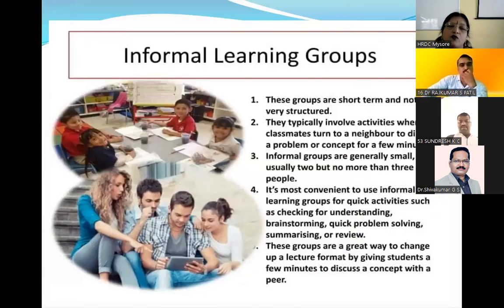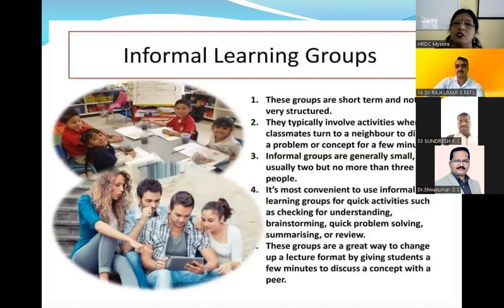Next, let us move to the informal learning groups. In the informal learning groups, what happens is these groups are short term. They need not be together. So like the jigsaw group, what happened? They have to be together till that project or till that problem is solved. Here, they are not structured. A topic is given to them.